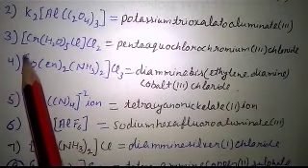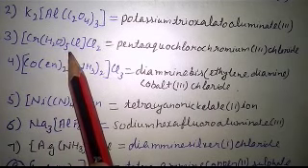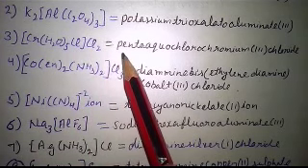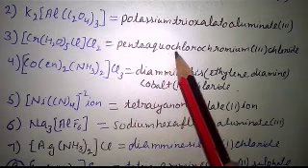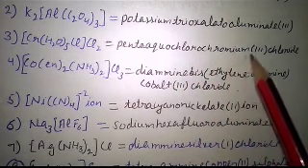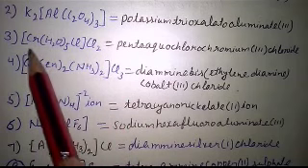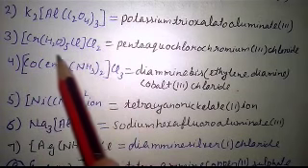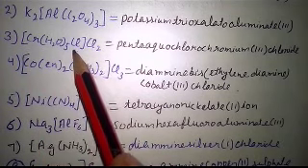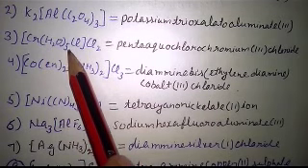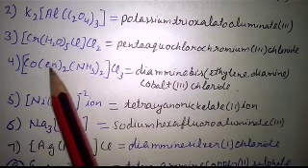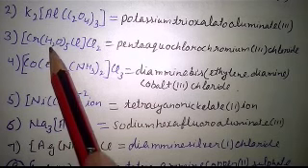Students, now the next example is [Cr(H2O)5Cl]Cl2. Its name is pentaaquachlorochromium(III) chloride. Its name is given according to the positive part first, then the negative part. The positive part is the coordination complex. Its name is given according to the ligands first, in their alphabetical order.